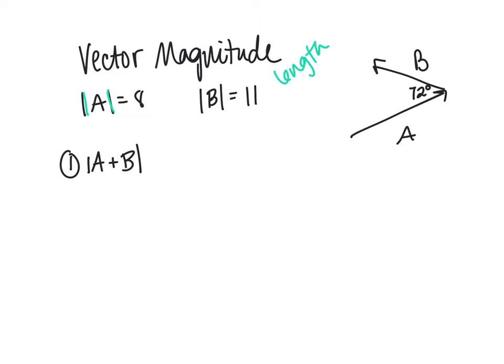So right here in this problem, it is given to us that the magnitude of A is 8. So that means the length of A is 8, and the length of B, the magnitude of B, is 11. So in this case, what this is telling us is we want to find the magnitude of A plus B. So here's where we use what we learned yesterday.